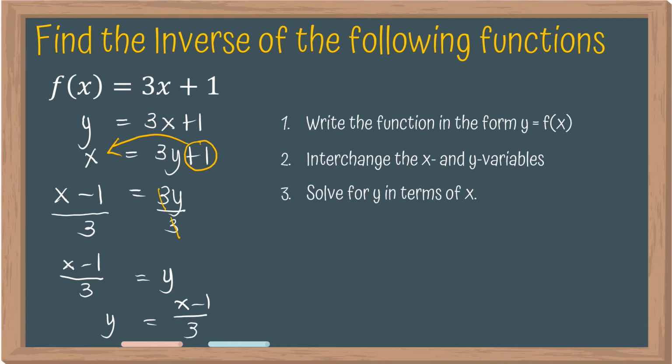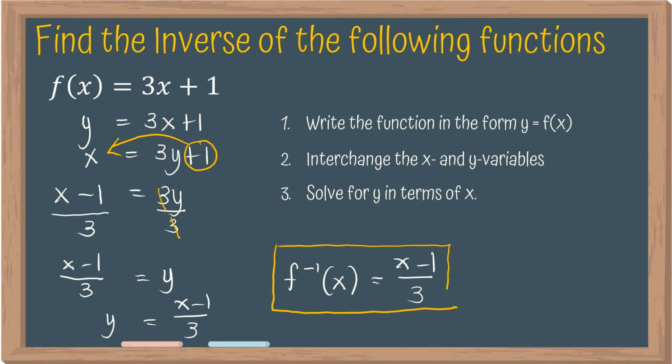So to write the inverse of the function f of x, we're going to make use of the notation f raised to negative 1 of x is equal to x minus 1 all over 3. Therefore, this is the inverse of the given function f of x is equal to 3x plus 1.